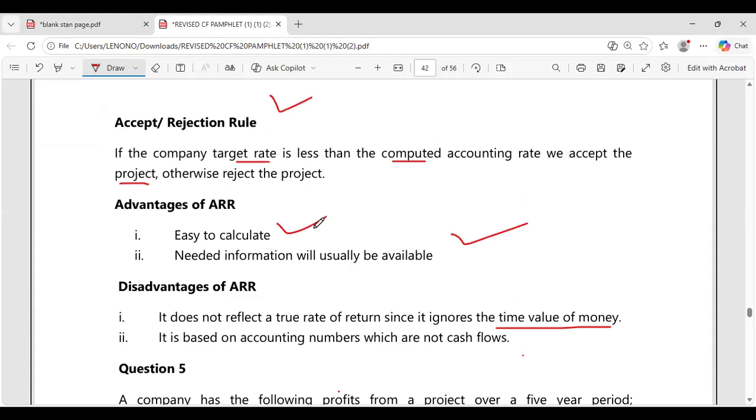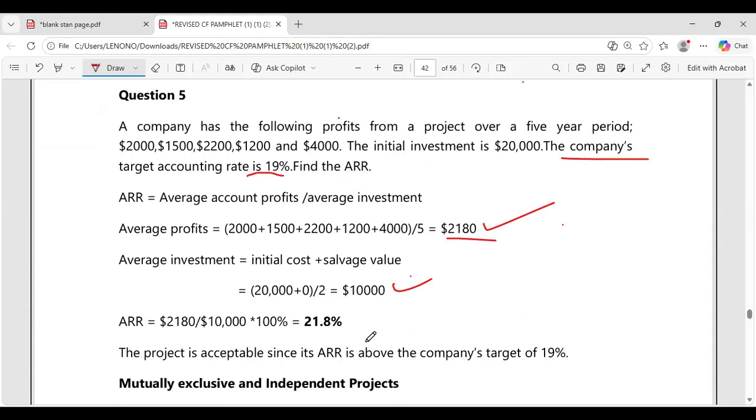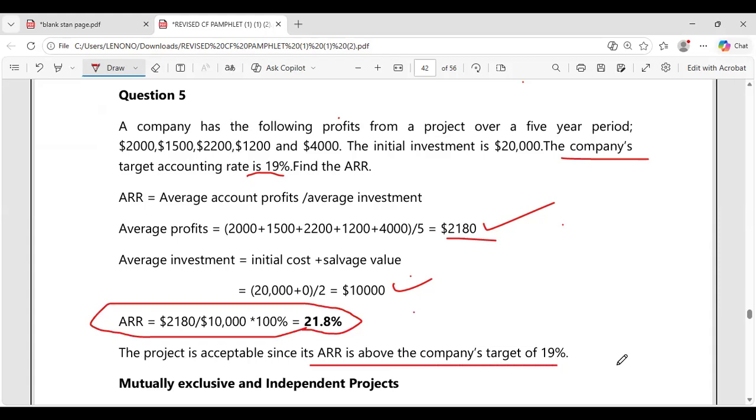The criteria for acceptance is that if the target rate is less than the computed accounting rate, we accept the project. Our target rate is 19 and we have computed 21.8, so this is on the better side. You accept the project, since the accounting rate of return is above the company target of 19%. So this is how these investment appraisal techniques apply.